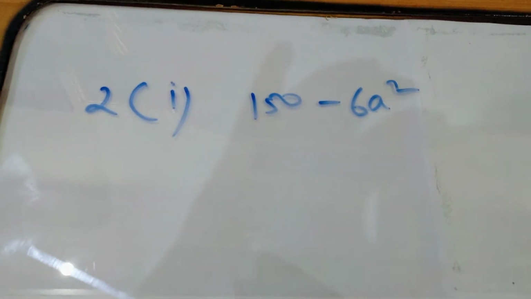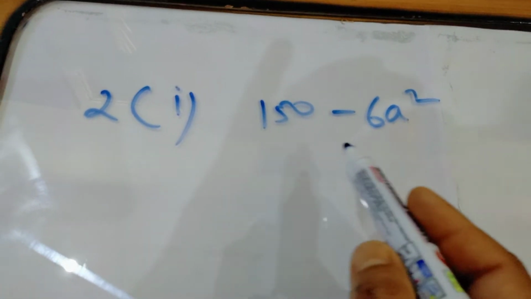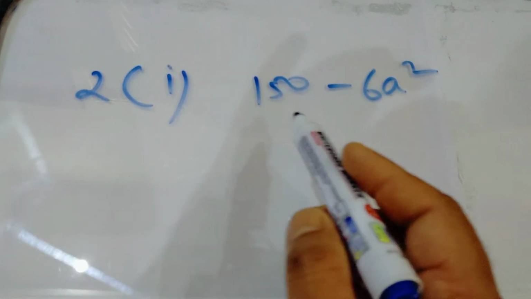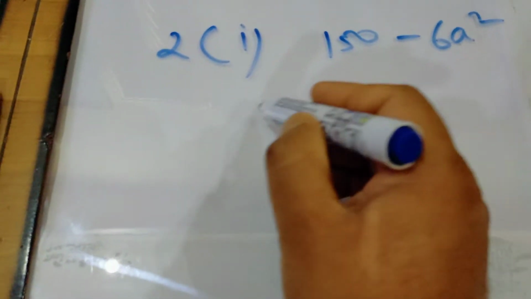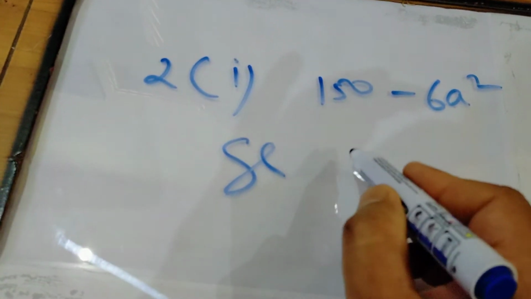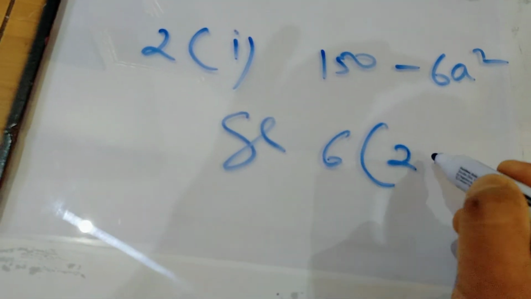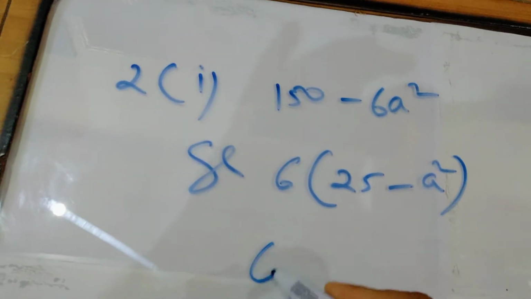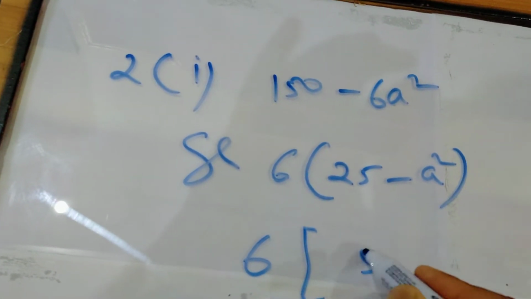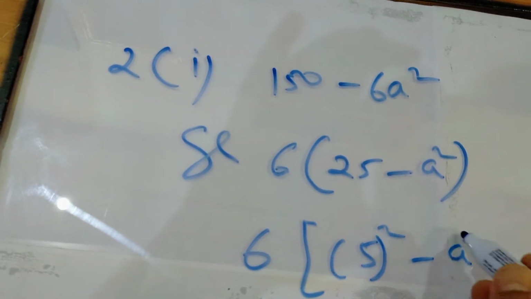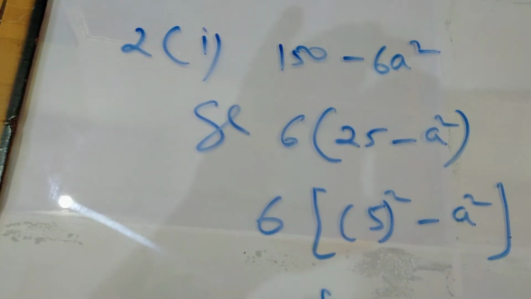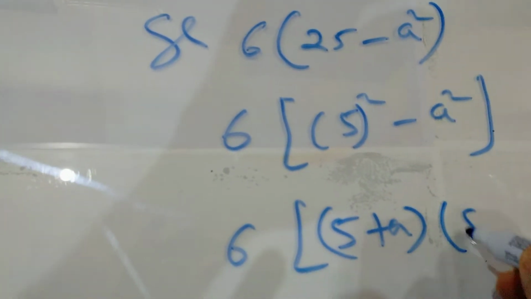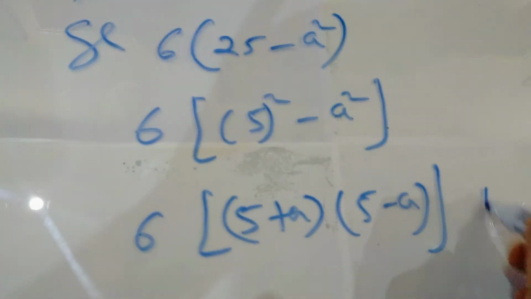Now look at this question. In this question it is not possible to find the factors in terms of a square minus b square directly. So what you have to do is take the common factor. Here I should take 6 common, so it will be 25 minus a square, and 6 will remain outside the bracket. Now here we can write 5 square minus a square. It has now become the a square minus b square formula, so it will be 5 plus a multiplied by 5 minus a. This is the final answer.